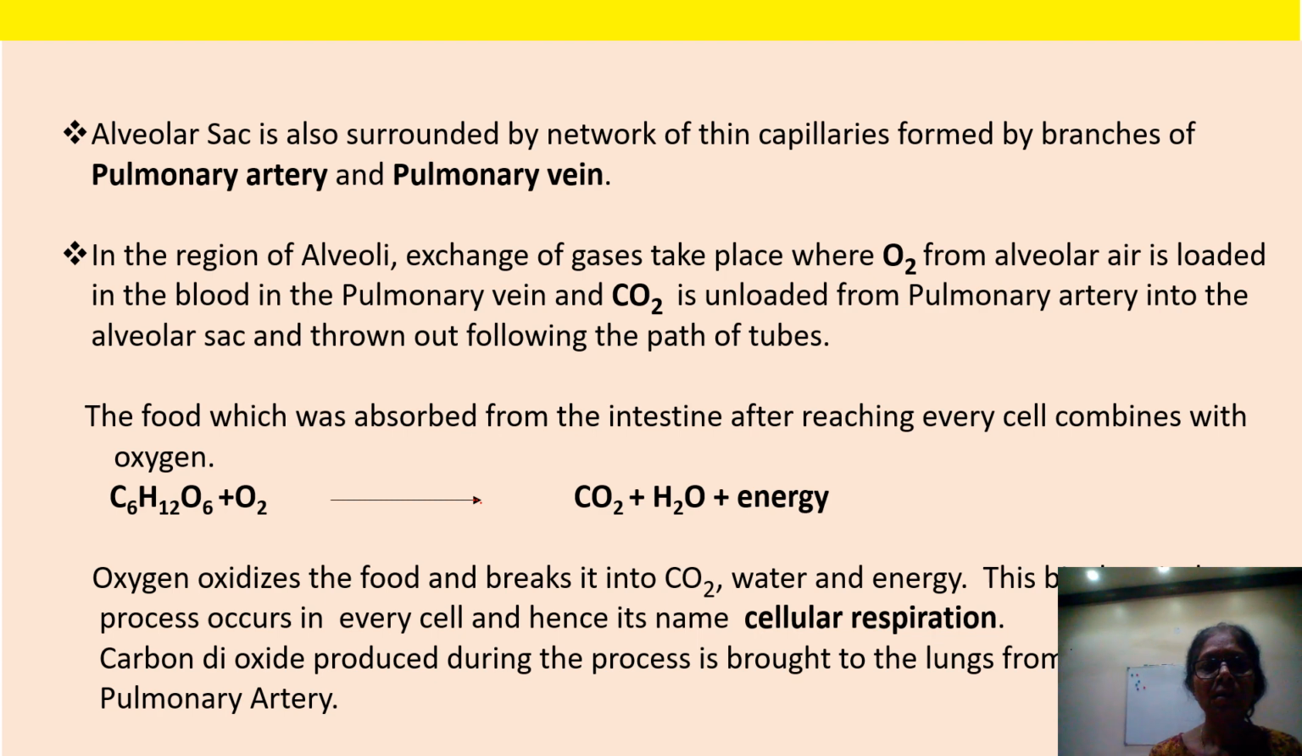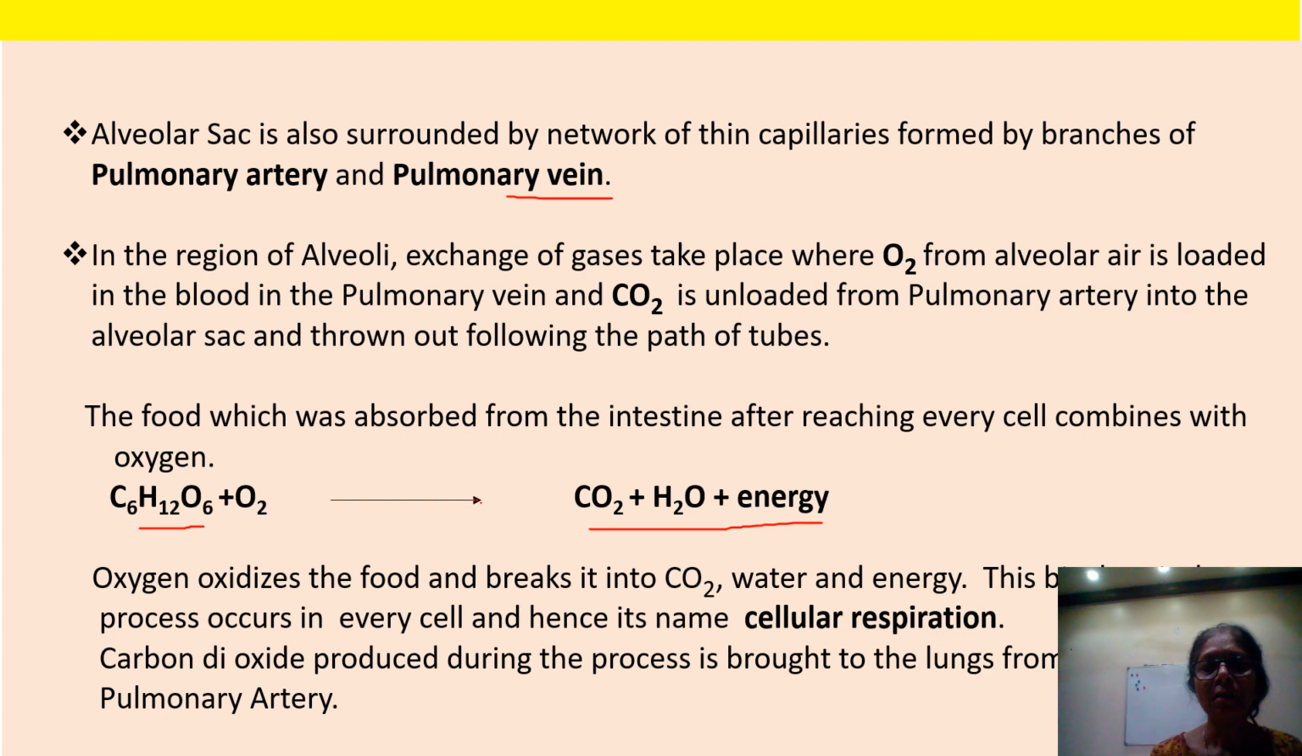The oxygen present in alveolar air is brought by the pulmonary vein to the heart. All the air from the alveolar sac is not emptied. That means there is some residual volume of air left in the alveolar sacs. The oxygen brought back to the heart goes to different cells. In cells, oxidation of food takes place, forming carbon dioxide, water, and energy.